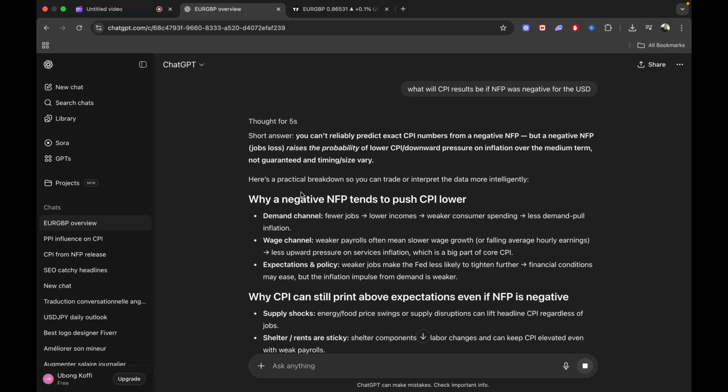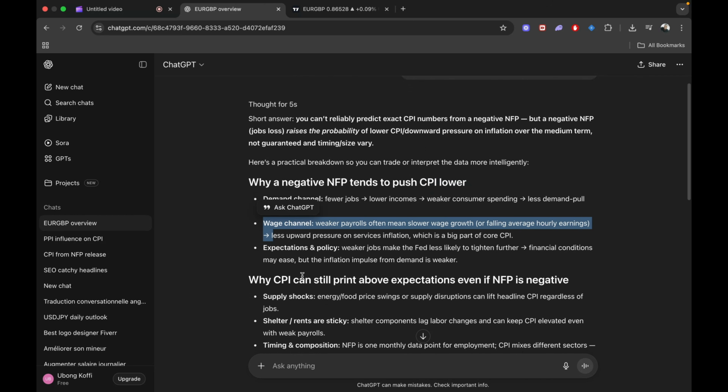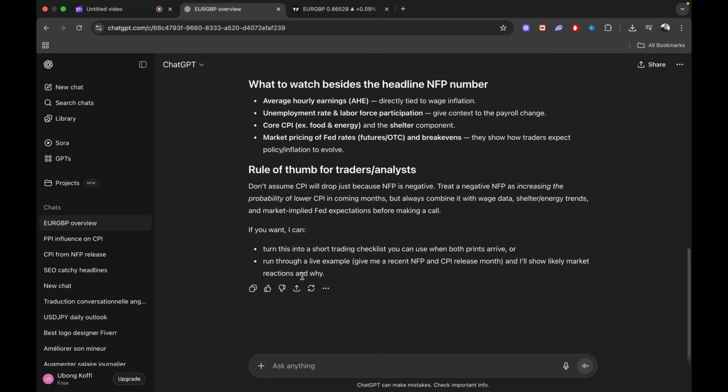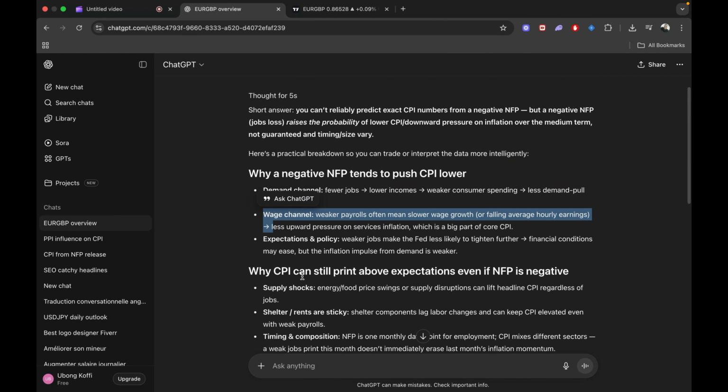You can see why a negative NFP tends to push CPI lower. Demand channel: fewer jobs equals lower incomes and weaker consumer spending, less demand-pull inflation. So you will just have to read all of these, understand this carefully, and then know what to do with your trade, and know which side to anticipate the market to come out from. So the fundamental news don't really come out like a surprise to you.